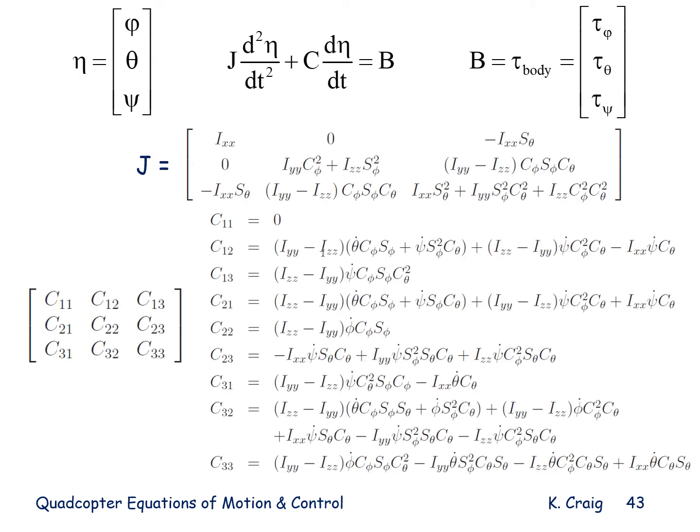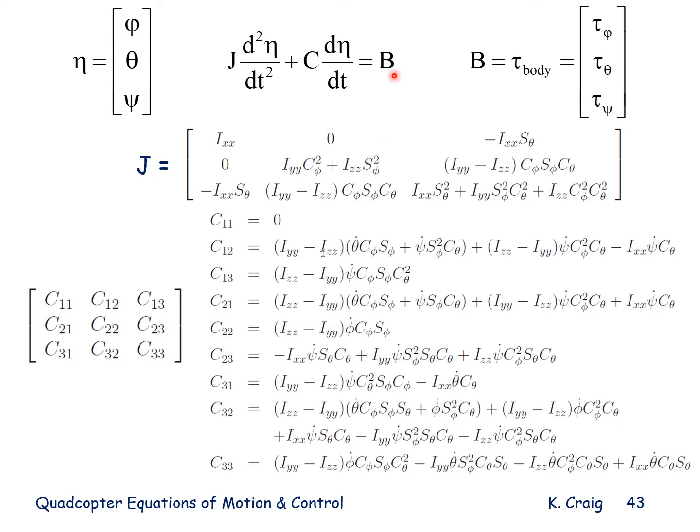The results of the Lagrange analysis for the rotational equations of motion are summarized here. The three equations of motion can be represented by this matrix equation, where eta are the three rotational generalized coordinates, phi, theta, and psi. J is a 3 by 3 matrix whose elements are shown here. C is a 3 by 3 matrix whose elements are shown here.